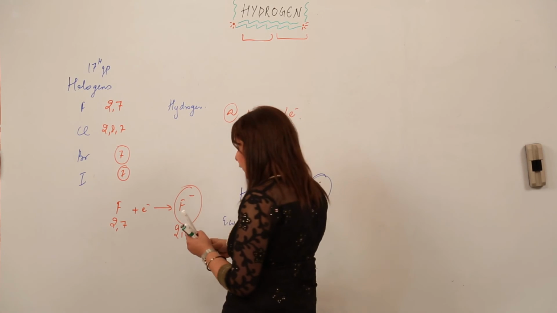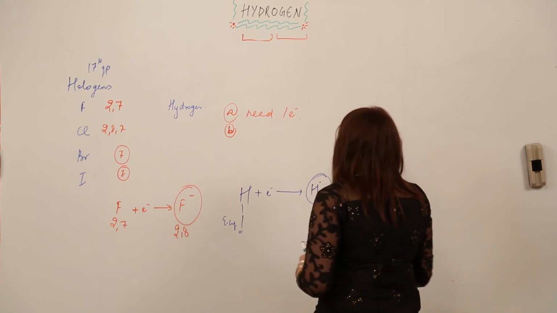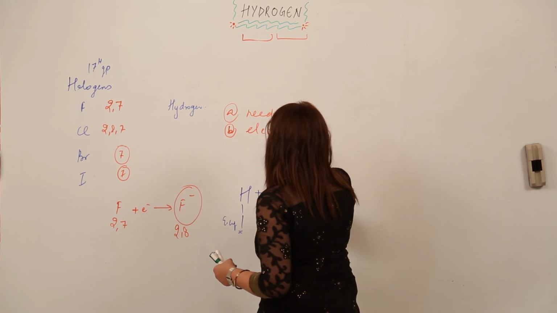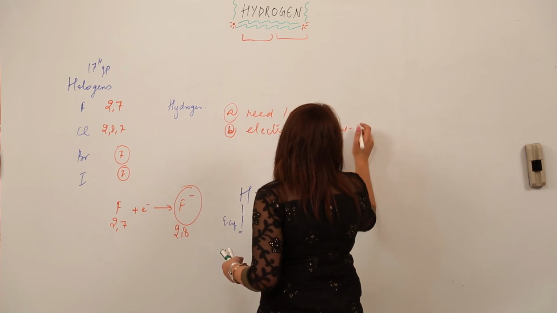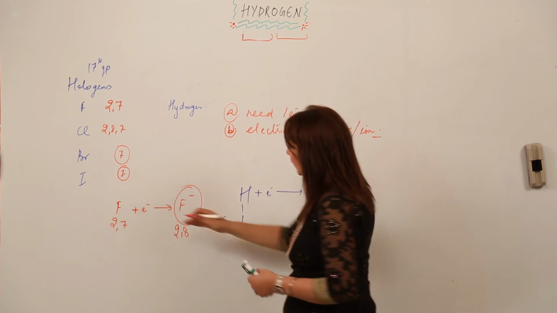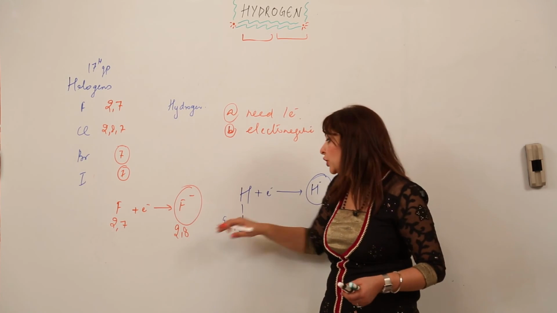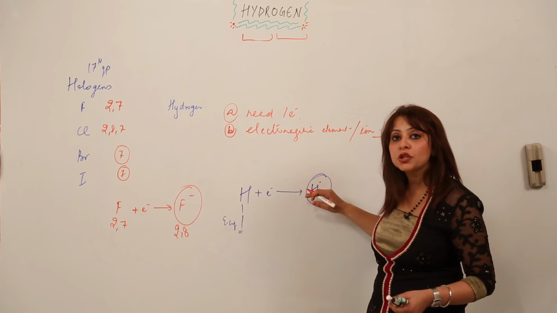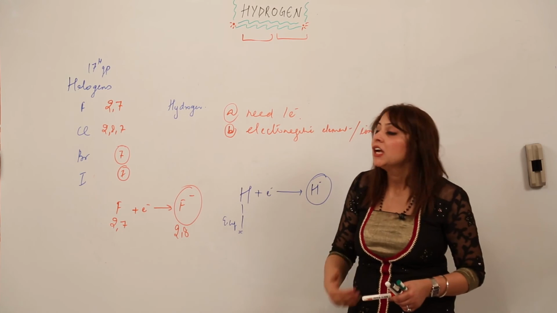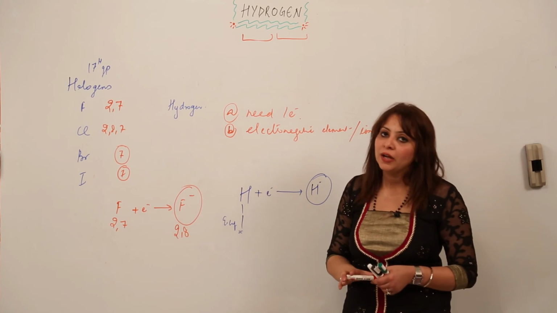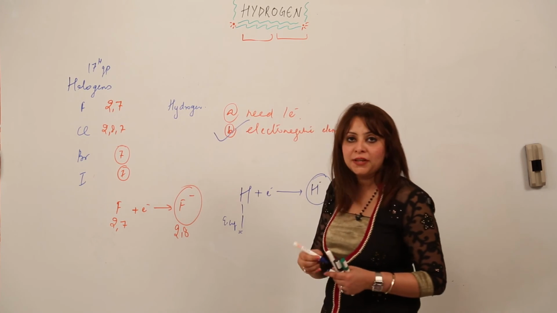The second similarity that is striking in my mind is that it is an electronegative element, or you can say it forms an electronegative ion. I have shown with the examples, they are gaining electrons and acquiring the negative charge. Hydrogen is also gaining an electron and acquiring the negative charge. So what kind of ion is it forming? It is forming the electronegative ion, like the halogens, right. So the second property is justified as well.